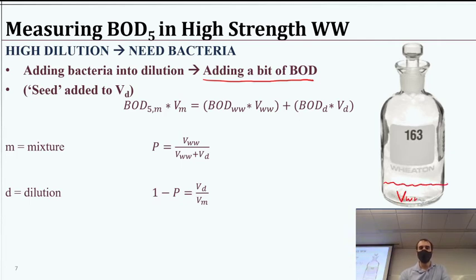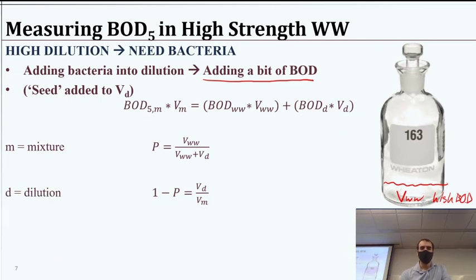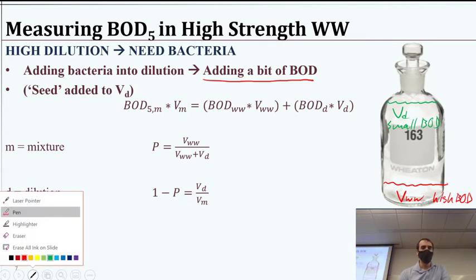So the volume of the wastewater, this stuff will have high BOD, and then the rest of the water is going to be our dilution water, up to basically where we fill it, and this is going to be our volume dilution. There will be a small amount of BOD in here. So combining those, we're going to have a net BOD that's acceptable, that we can measure and work with.